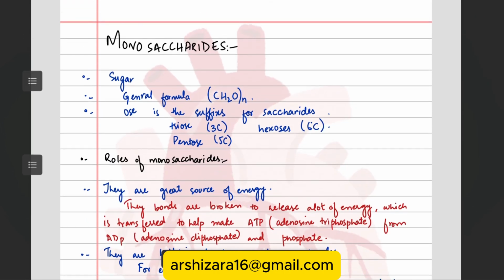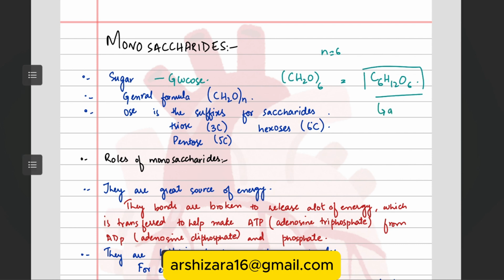Monosaccharides have a sugary nature, a sugary taste, and glucose is the most common example of a monosaccharide. The general formula of a monosaccharide is CnH2nOn. If n is equal to 6, it will be 6 carbon, twice the amount of H, and this is the formula for glucose. Glucose has 6 carbon in it.